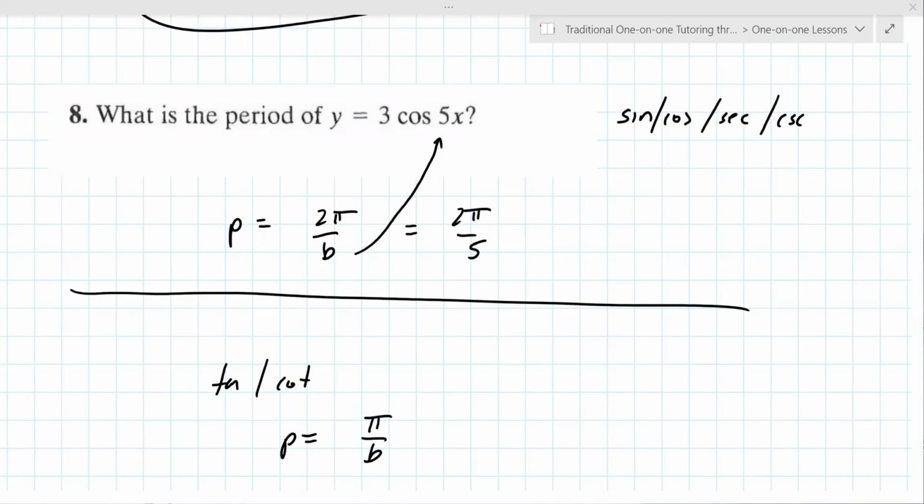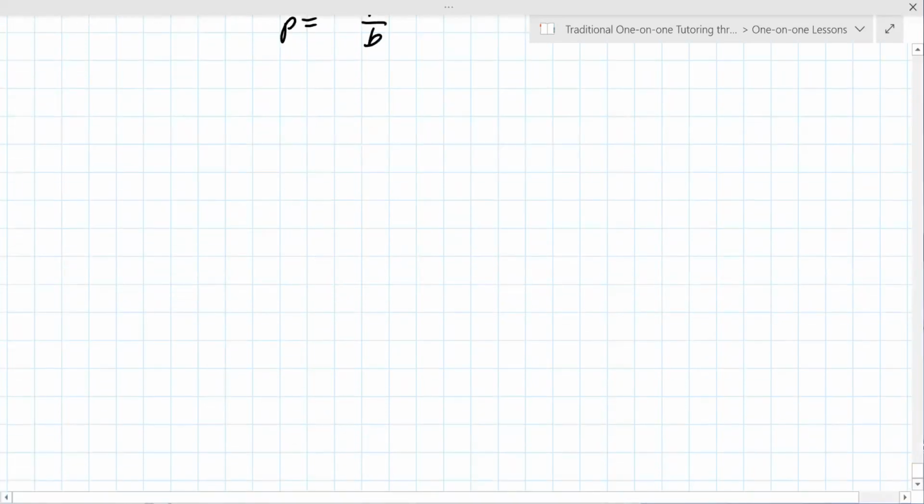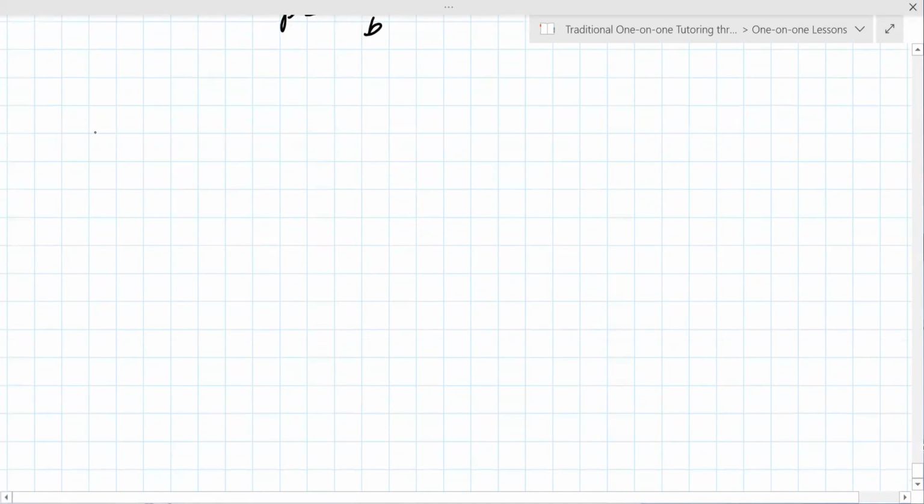Just trying to figure out what else you might be asked to do. It looks like you've got some graphing problems by hand. So you want to make sure you know what all the parent graphs look like for sine, cosine, secant and cosecant, which come from sine and cosine, tangent and cotangent. They look kind of the same, but they're a little bit different.